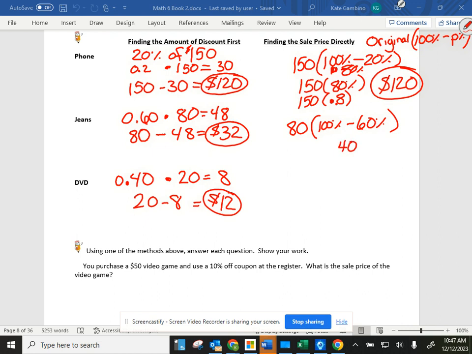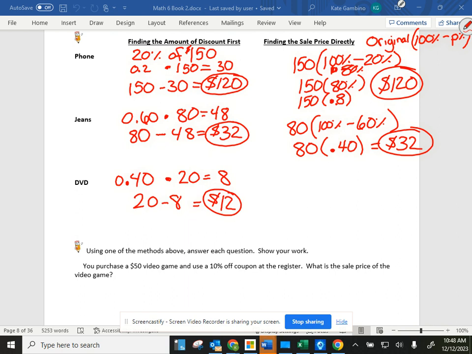I know going from percents, I can go to decimal. Right? So instead of putting a percent into my calculator, I'm going to put it as a decimal, and I'm going to multiply that by that original amount of 80. So 80 times 0.4 gets me what, Zelda? $32. Same answer. Different way of getting it.